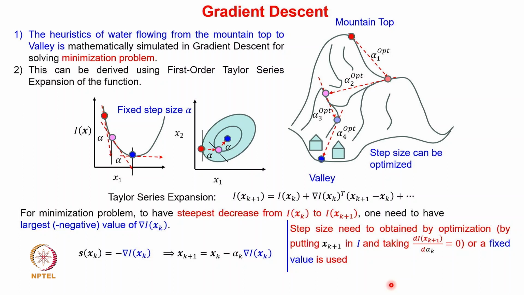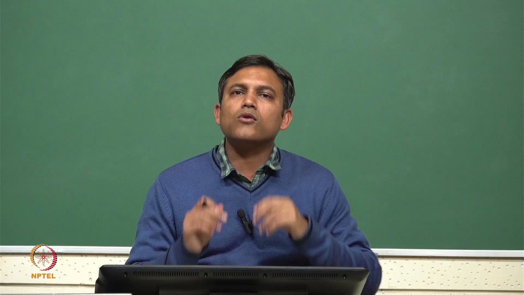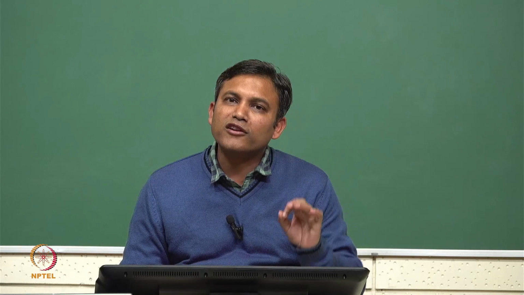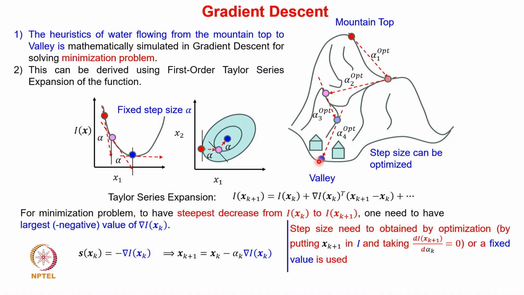Now let's look at gradient descent. This particular methodology is inspired from the flow of water from the mountain. Let's say you go mountain trekking and reach the mountain top, and then you lose your way. There are a large number of trees and you are not able to find the way out. In that case, how are you going to reach the valley?